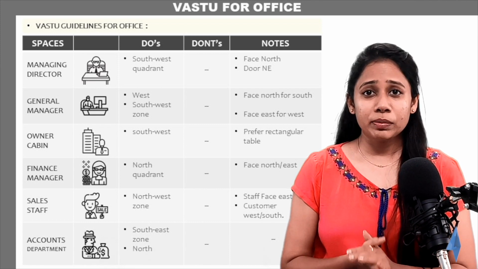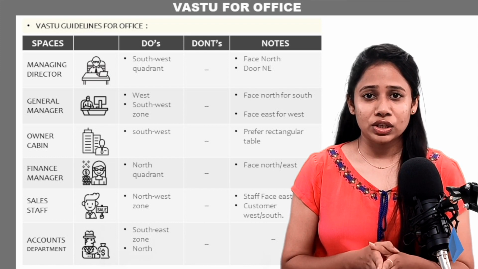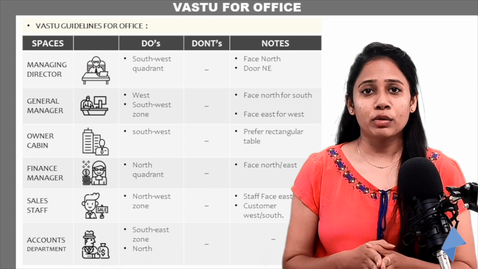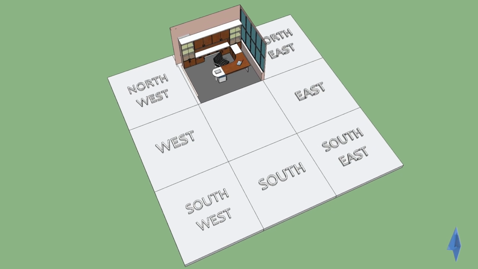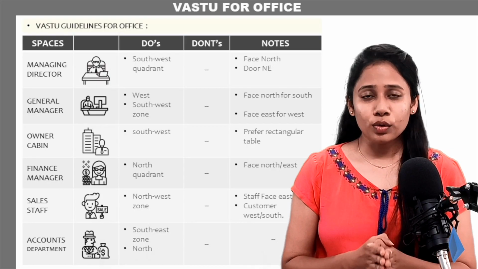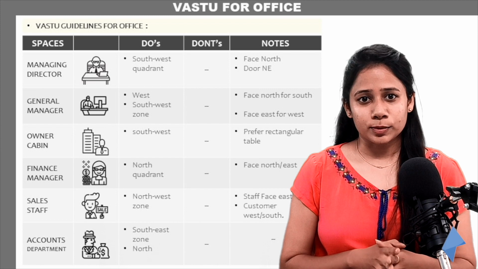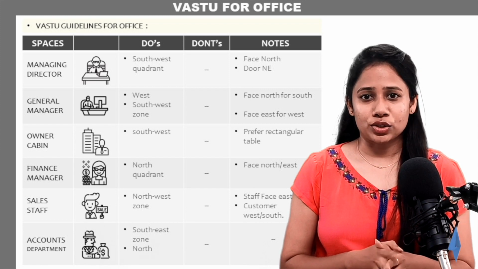staff. The table in any of the cabins like general manager, managing director or CEO should always be rectangular in shape. It's a stable form. Finance manager should be in the north quadrant of the office. North is believed to be a zone for money and success. Hence, the finance manager cabin should be planned in the north direction.